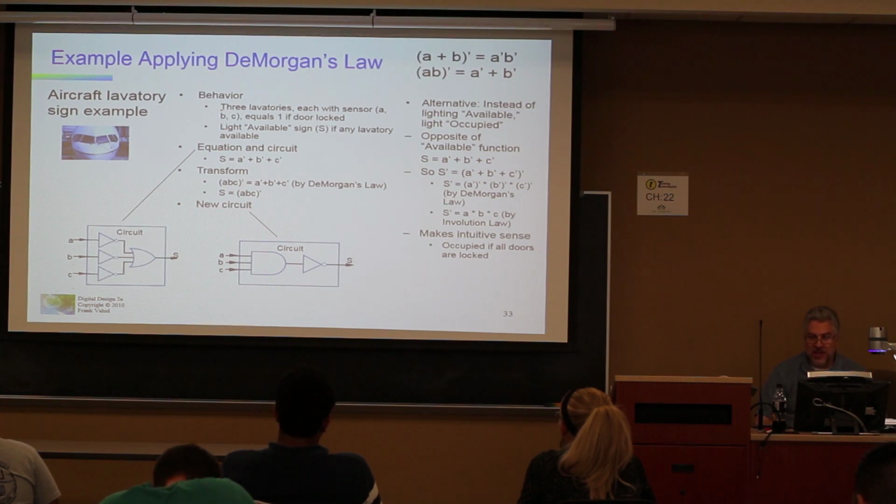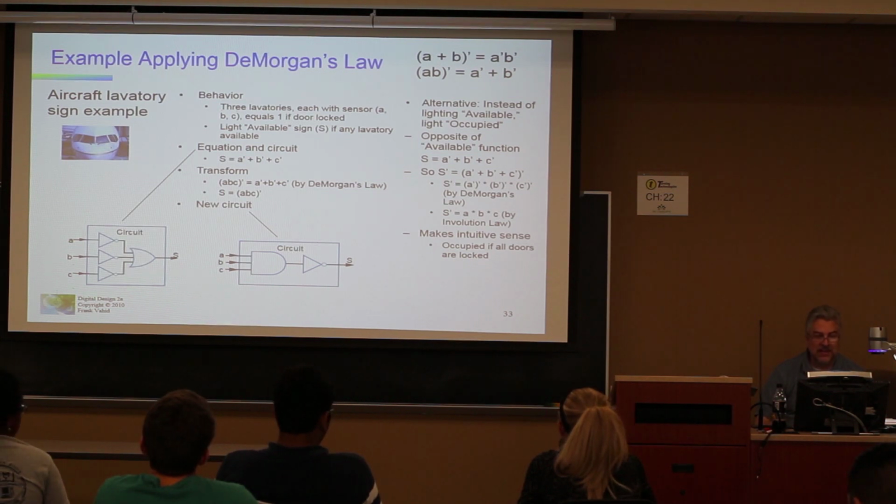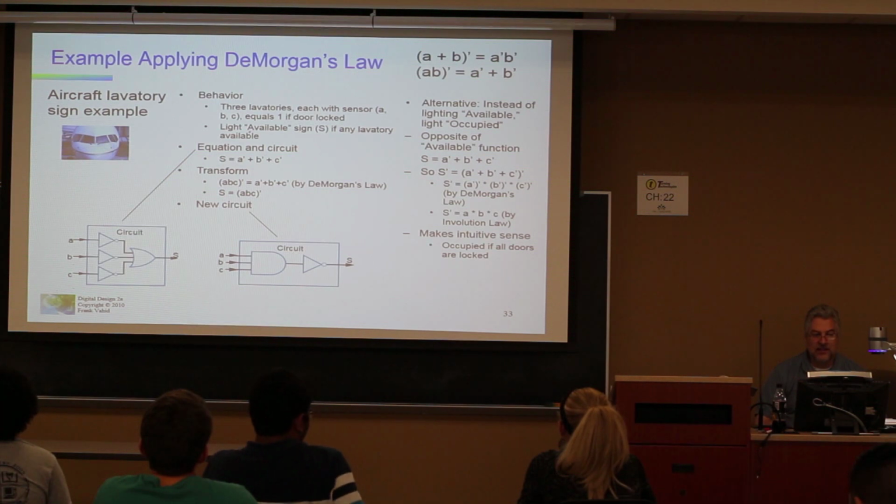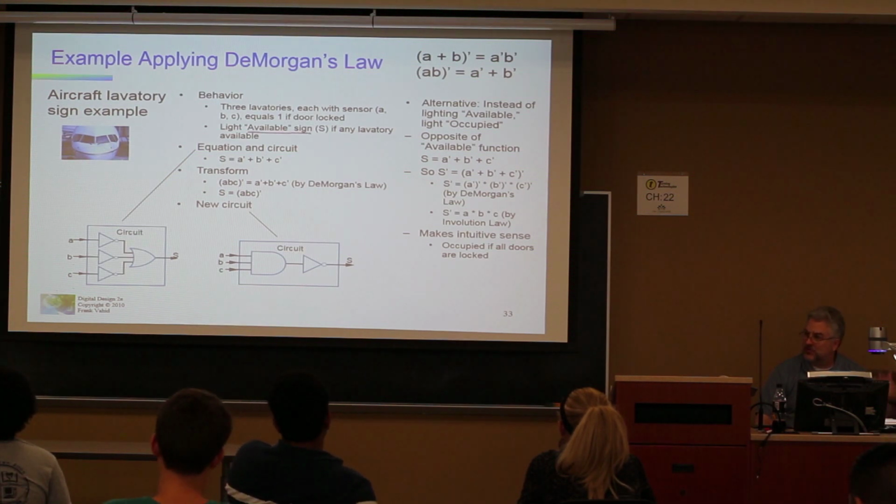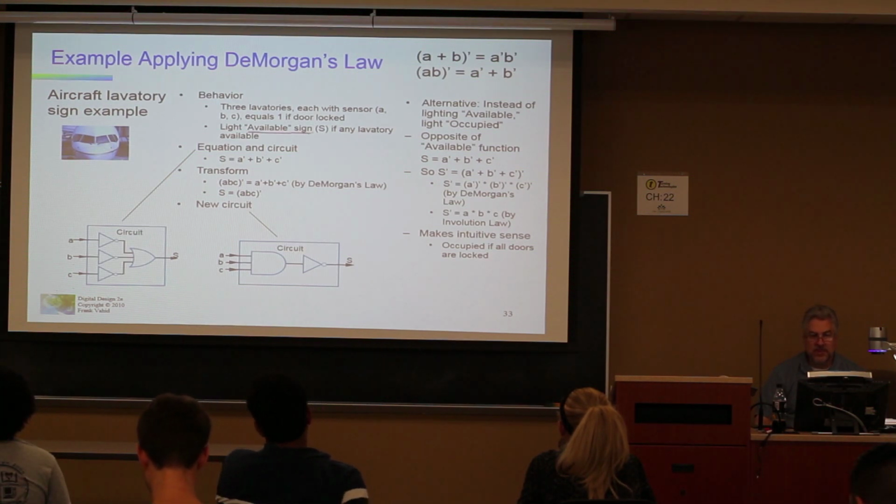If the person is actually in there and they didn't lock the door, first of all, you embarrass them, and it serves them right. But if it's all locked, the whole idea is you want the light to say available. So it'll be green if any lavatory is available, assuming these are all grouped lavatories in the same area, because some planes have them in the front and back.